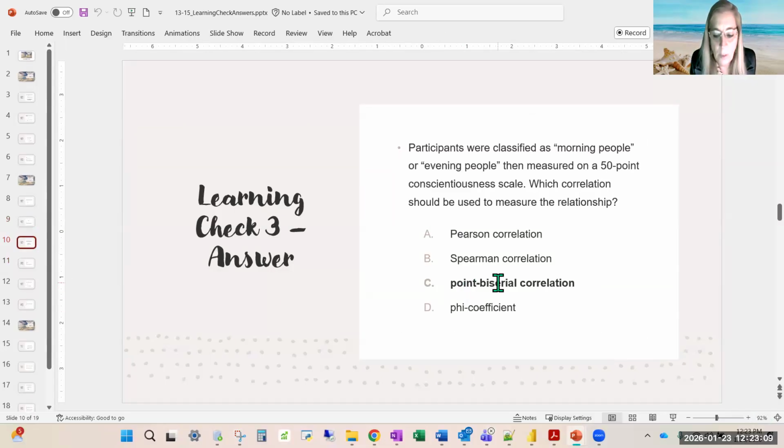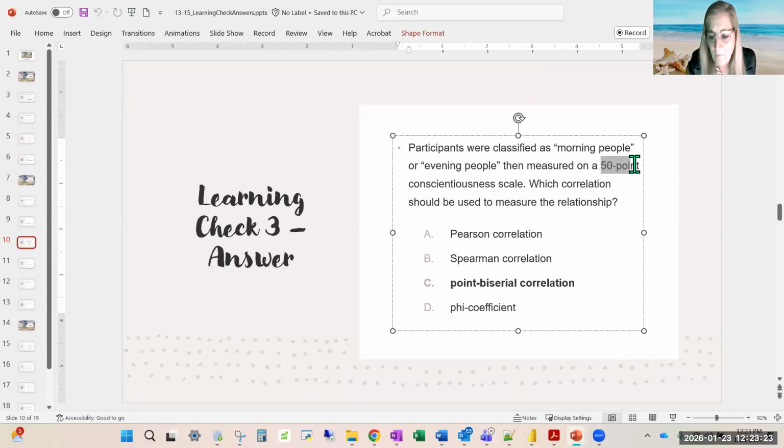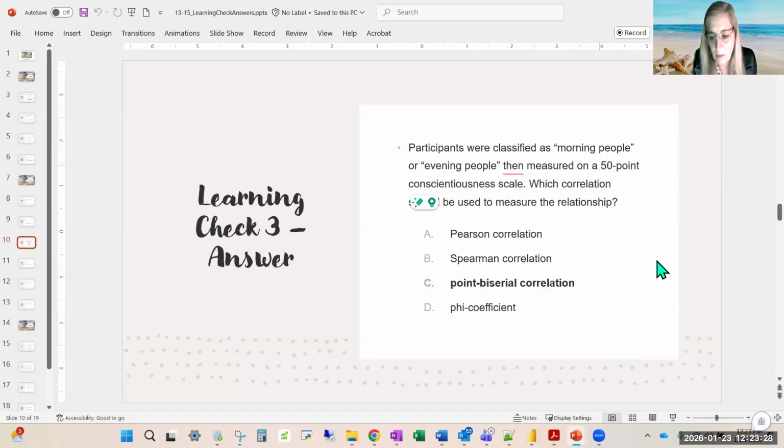And it would be the point-biserial correlation, because one of the variables has a group of two, morning people and evening people, and then the other variable is continuous data. It's on a 50-point scale, which suggests it's a continuous scale.